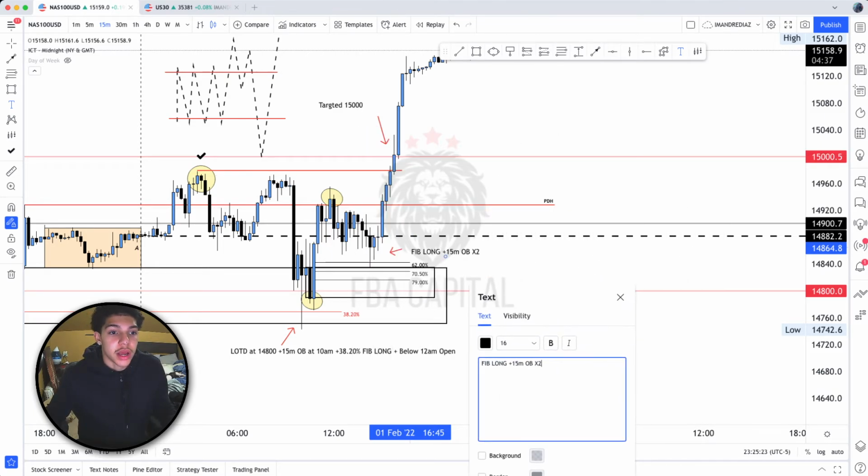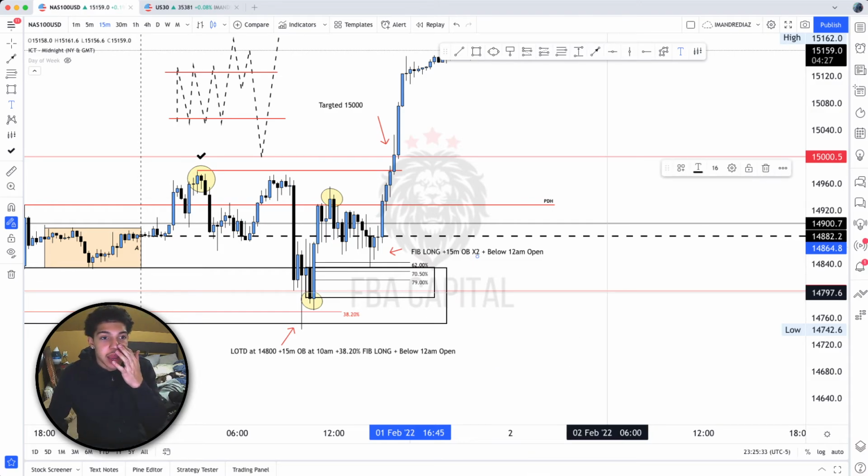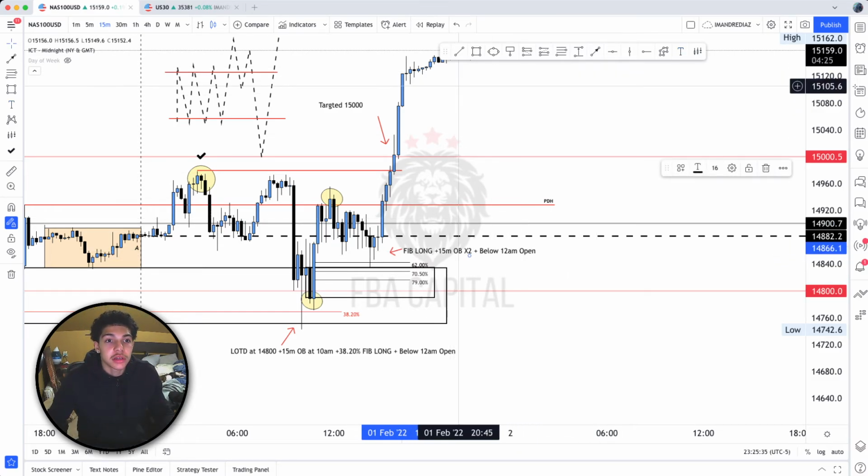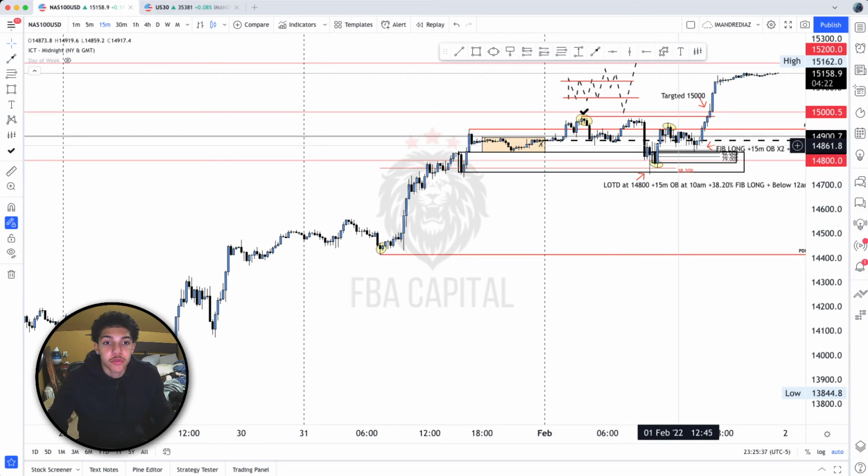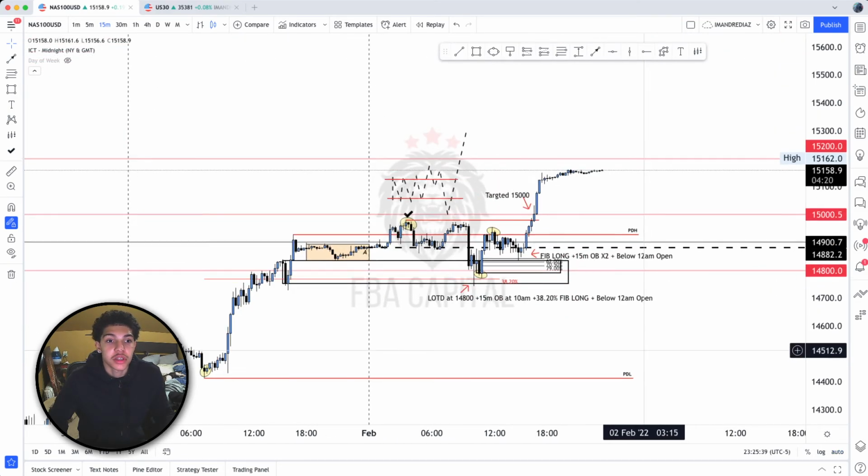And then we also had below the 12 a.m. open. So this would have been a very good opportunity for you to get a possible re-entry even after the fact that you could have missed the actual push right here, retracement. And then from here, price pushes higher.